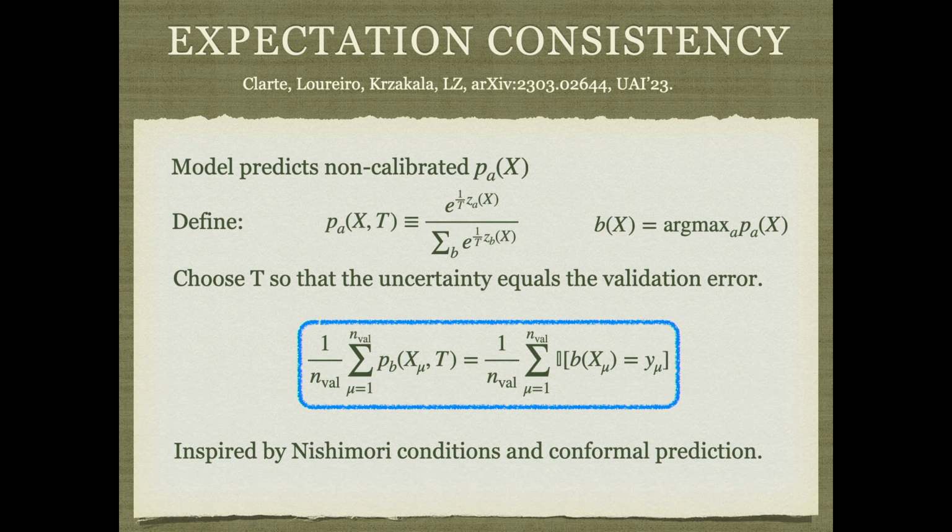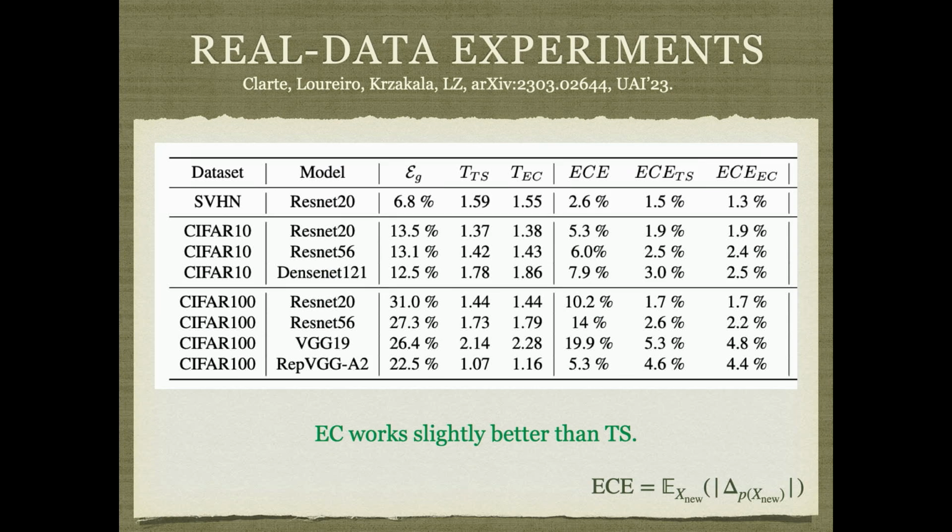So the least we can do is impose this condition: if we had a perfect uncertainty measure, we can choose the parameter so that the average uncertainty actually agrees with the average test error. That's a similar idea to temperature scaling, but in physics, we like to call this the Nishimori conditions, coming from some work in physics. And in statistics, this is actually really close to what people call conformal prediction. And we found that this works even better than temperature scaling. So again, it does the magic.